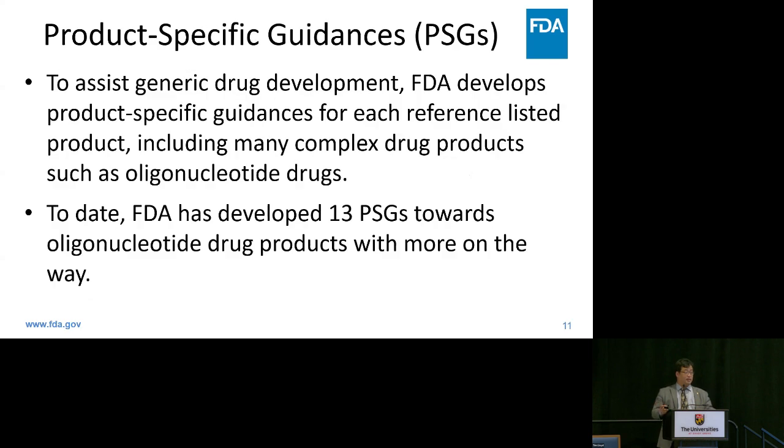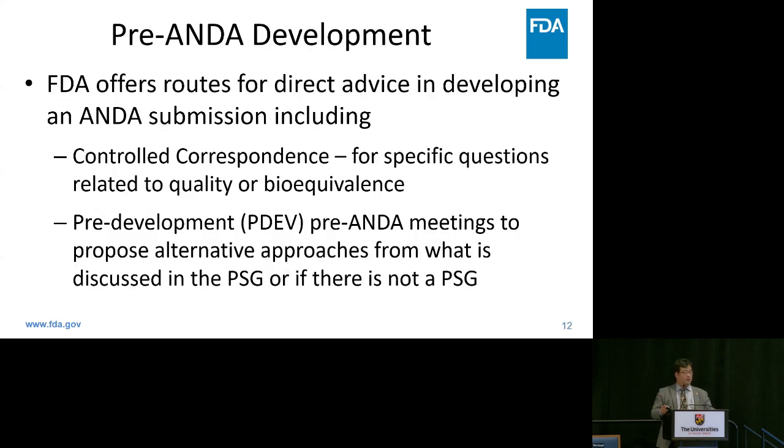To assist generic drug development, FDA develops product-specific guidances for each reference listed product, including many complex drug products such as oligonucleotide drugs. I'm proud to say in our division, we work tirelessly to try to get PSGs out, and we've developed 13 PSGs so far towards oligonucleotide drug products, with more on the way. Right, Deyi and Eric? Yeah, Deyi's smiling. So we promise you, the American public, that we aim to get more of these guidances as new products appear in the marketplace.